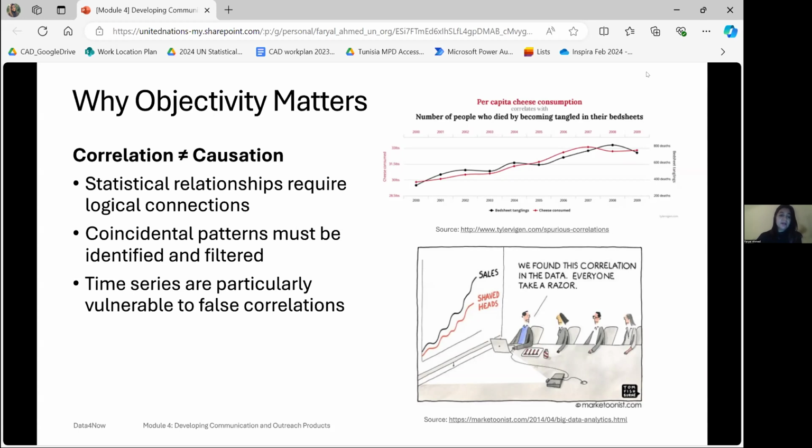So we need more analysis to understand statistical relationships, and coincidental patterns must be identified and filtered, but obviously we need to have some context to it. And that's what Martina mentioned in her earlier slide, that sometimes coincidental patterns exist, but without context, we cannot develop a story. And time series are particularly vulnerable to false correlations, which is very evident from this graph. Similarly, if you see the bottom graph, you see that trend again, but that doesn't mean that there's a pattern between shaved heads and sales of razors.